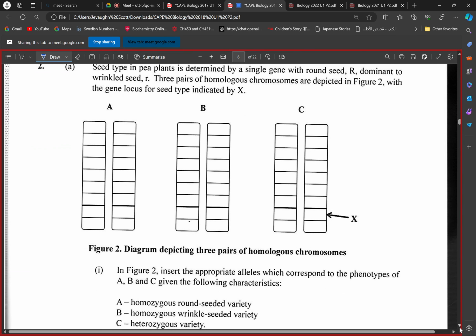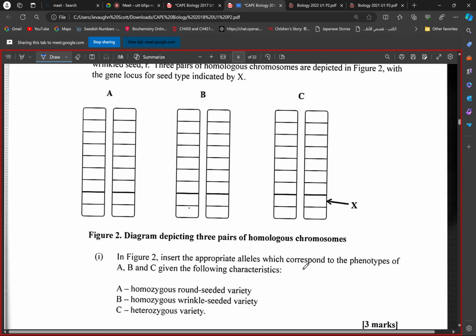So we're supposed to show in A a homozygous round seed, so homozygous dominant. B should be homozygous recessive, and C should be heterozygous. So we should see that there. Therefore, we're going to have large R, then small r. We're going to have a large R, small r.